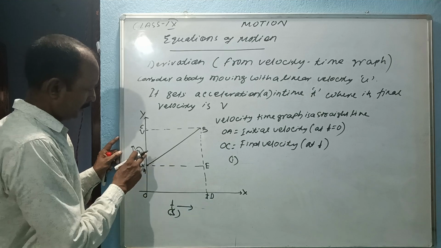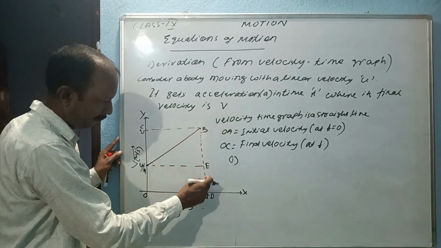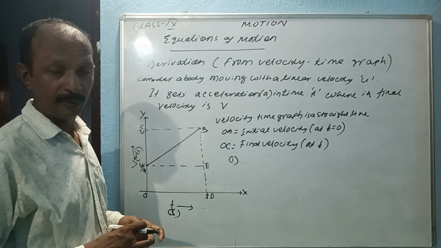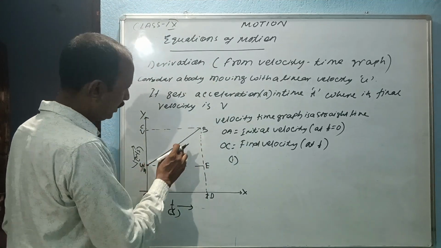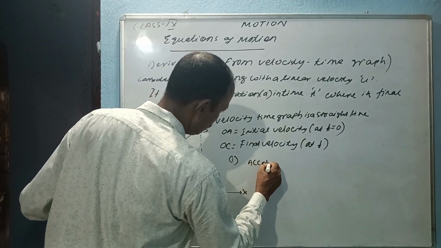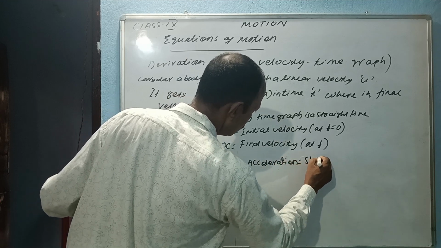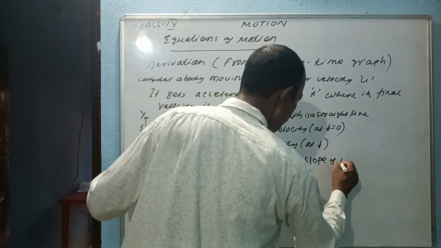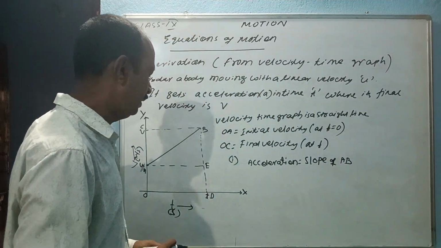Now this is the velocity. This is the time. That means this line represents the velocity. This line represents the time. I am going to find the slope of the line AB. See here, acceleration is equal to the slope of AB. Why am I going to find the slope of AB?